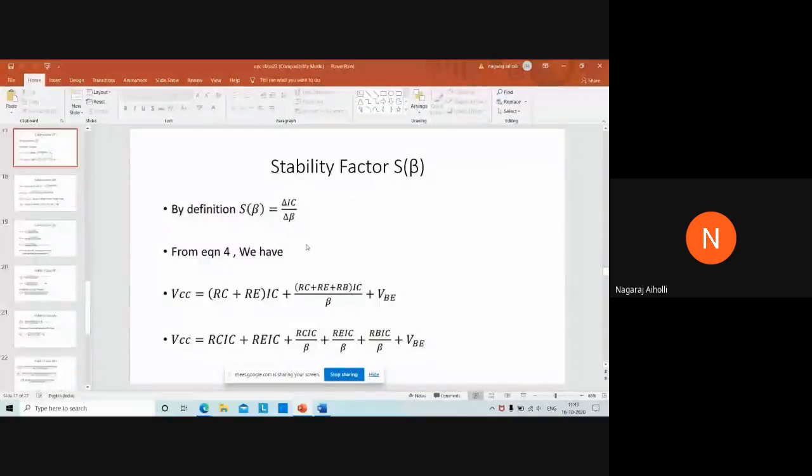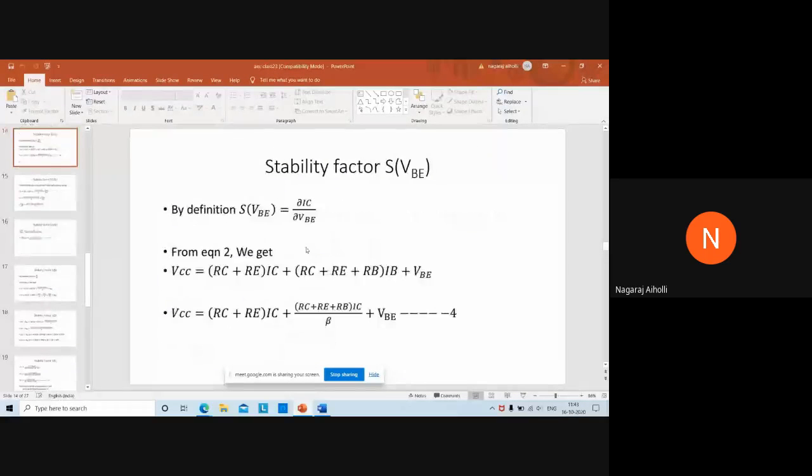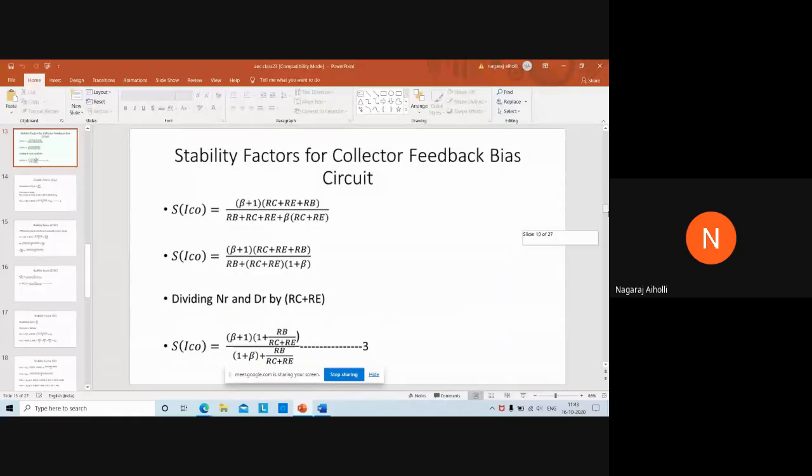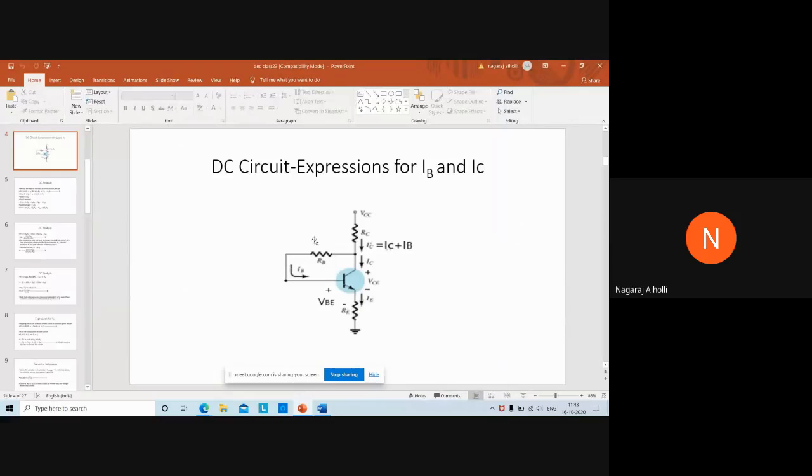Let us begin with today's session. In yesterday's class, we discussed the collector feedback bias circuit, also called the collector to base bias circuit or biasing with voltage feedback circuit. These are various names for the collector to base bias circuit.